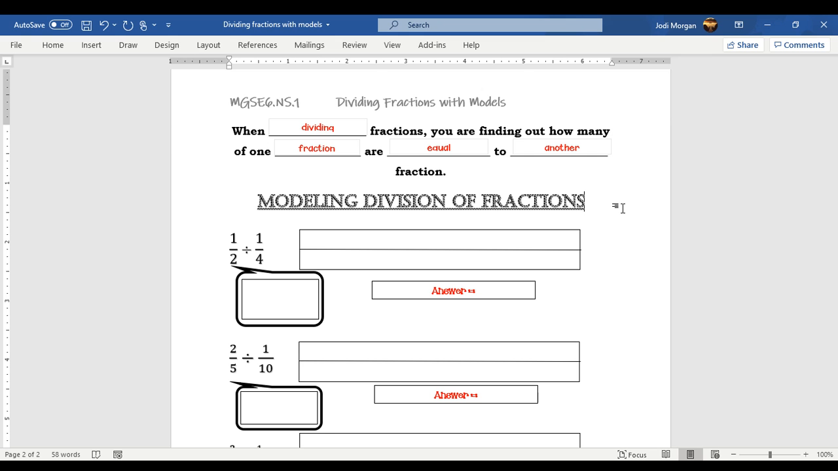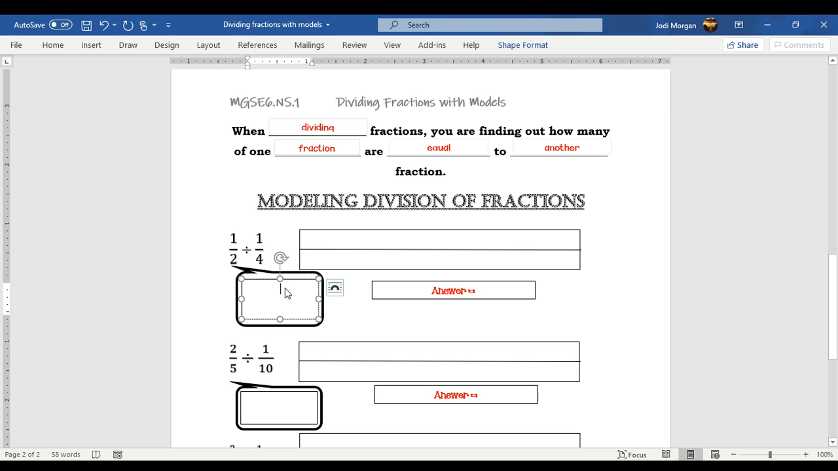So our very first problem is 1/2 divided by 1/4. Now, division problems we think of as how many of this are in this. But when we see fractions, it's like our mind plays tricks on us. When I look at this problem, 1/2 divided by 1/4, this is actually posing a question. It's saying how many fourths are in 1/2. So I want you to write that down. How many fourths are in 1/2?